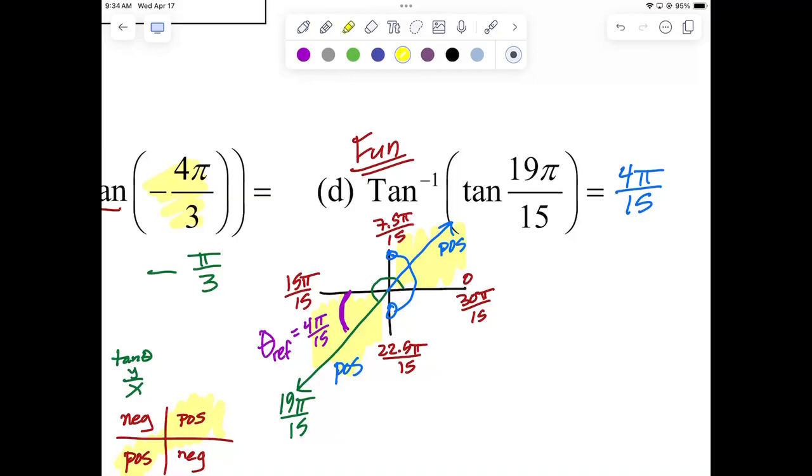So I know my answer is a positive acute angle, and it's going to be the reference angle. So how far is it from 15 to 19? 4 pi 15ths, and that's your answer. Not negative 4 pi 15ths, positive 4 pi 15ths.